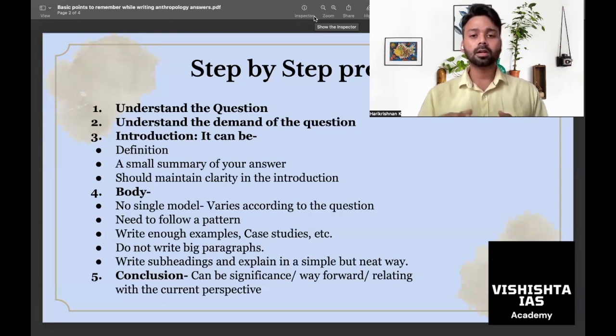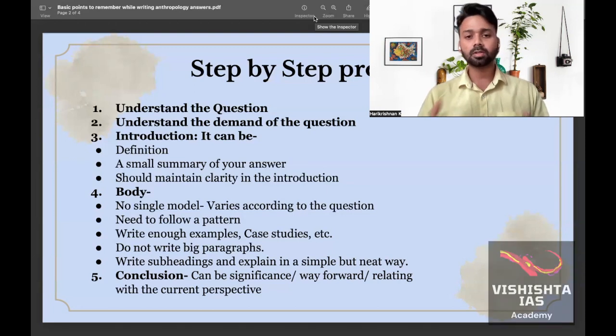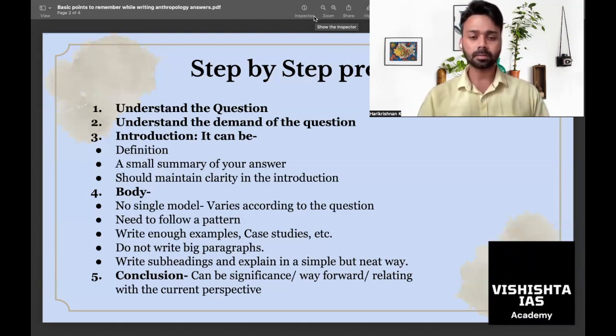Finally, the conclusion. Conclusion too, it depends on the question. If, for example, we were talking about this modernization question, in this question, you can write something of a way forward. You can write that the modernization aspect has changed like this in the recent times, so it may go into this particular path. So you can give a way forward. Or you can tell something else. You can tell that modernization and westernization and Sanskritization, all these things contributed in developing the social life of the people, something like that.